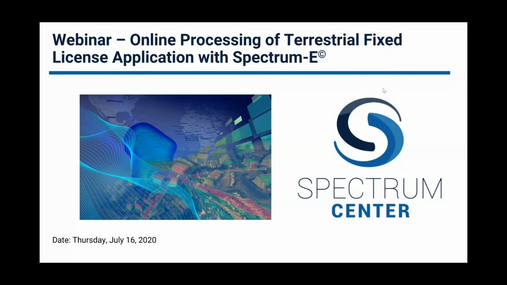So today the focus is going to be on Spectrum E's e-licensing module. We will focus specifically on the processing of terrestrial fixed license applications. We won't focus tremendously on the technical analysis aspects of the tool. This is really going to be more on the non-engineering aspects of the tool.